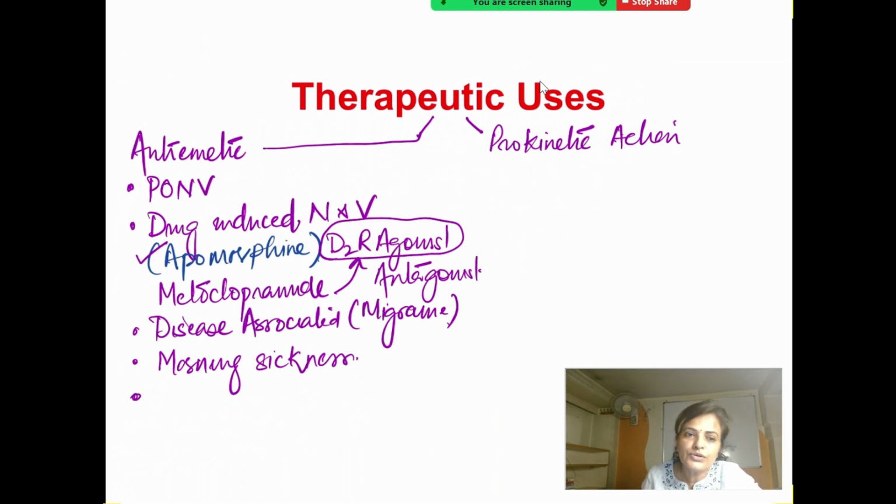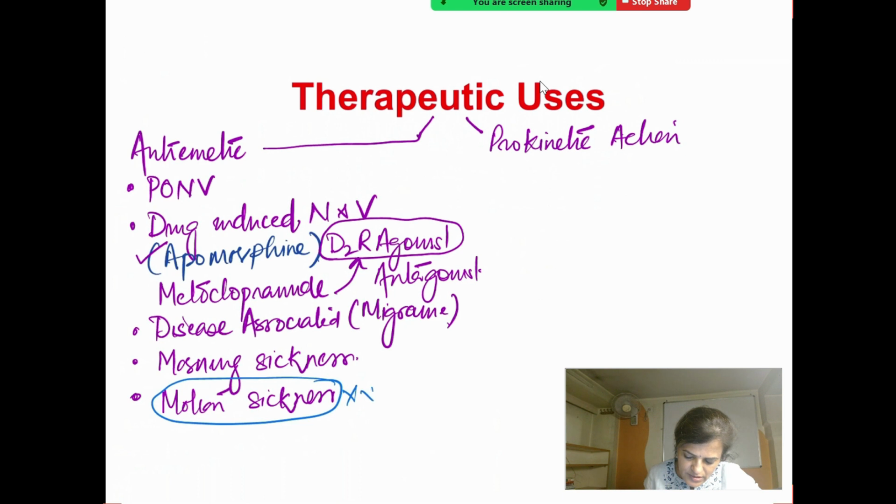And in which type of vomiting is it not used? Apart from morning sickness, it is motion sickness. Here it is not at all used. It is not at all effective. And to enhance the effect of metoclopramide, we can give antihistaminics, we can even give steroids also.